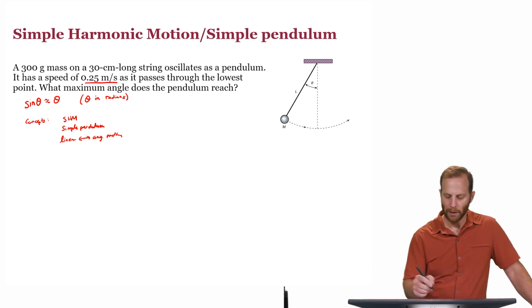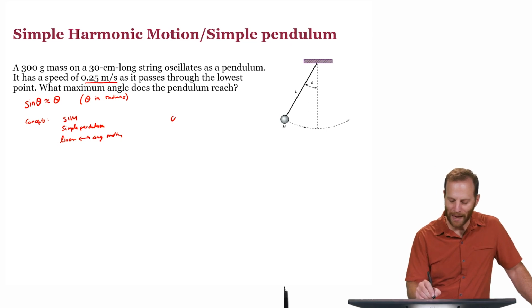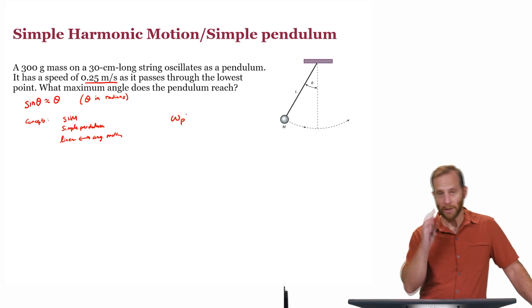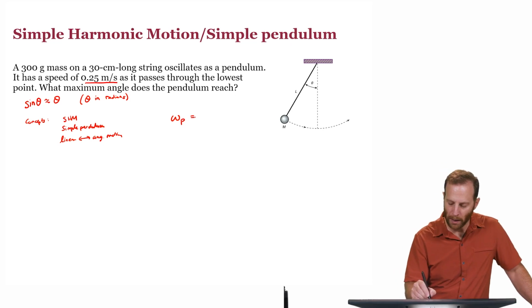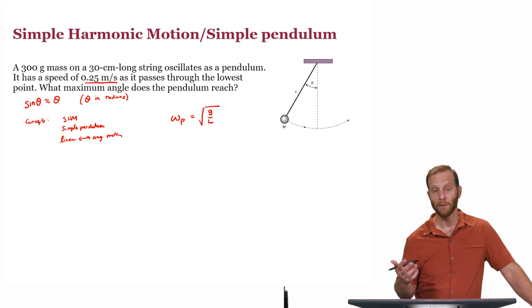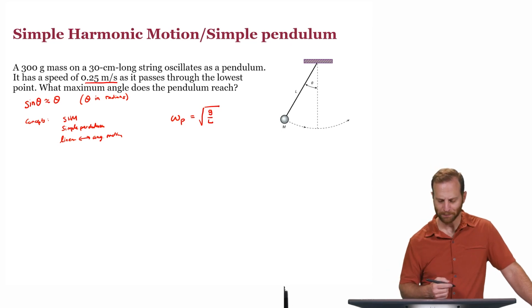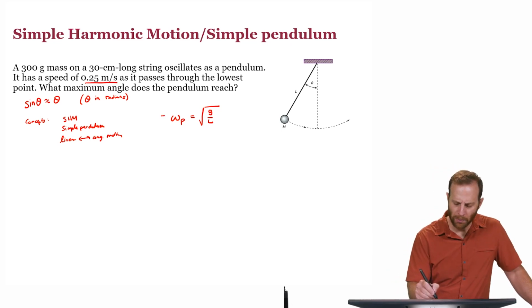What we have here is a relationship that the angular frequency for a simple pendulum is given by the square root of g over L, where L is the length of the string. And again, for a simple pendulum, this assumes that the mass is all the way at the end. Now, this is simply related to the period of the pendulum in this way, in case we need it.